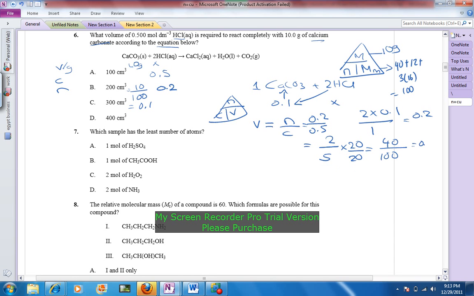So your answer is 0.4, but this is in decimeter cubed. I'm running out of room. Answer is in centimeter cubed. So 0.4, sorry, times it by 1,000, yeah. Okay, almost had that wrong there. 400 centimeter cubed. Okay, so your answer is D.